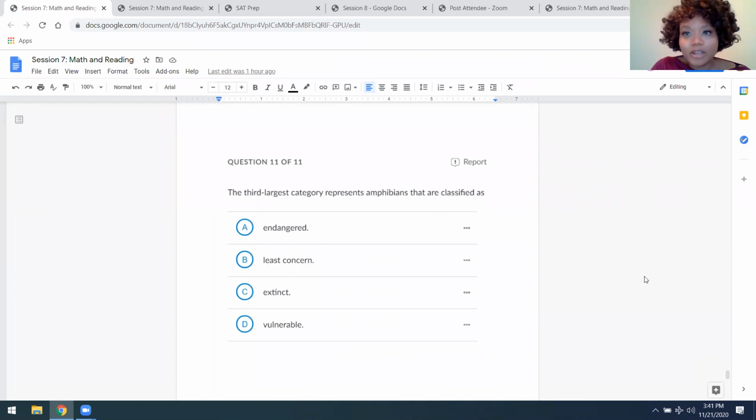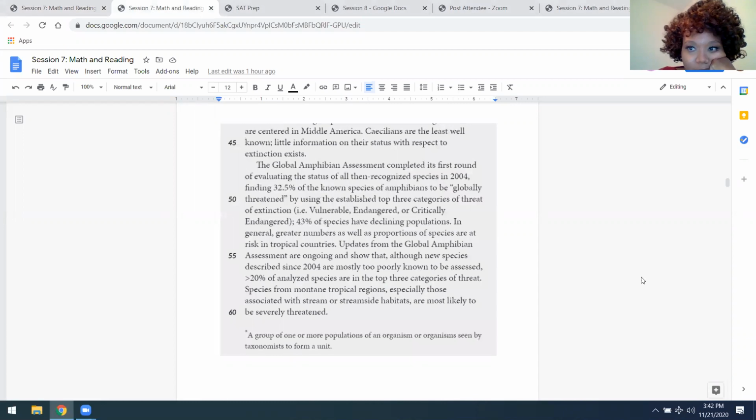Okay, number 11. The third largest category represents amphibians that are classified as, so this is another graph. A, thank you. And again, it is answer choice A. I didn't realize they were all the same. This is another chance to interpret the graph. So let's see the third largest category. The third largest category represents amphibians that, let me go to the graph.